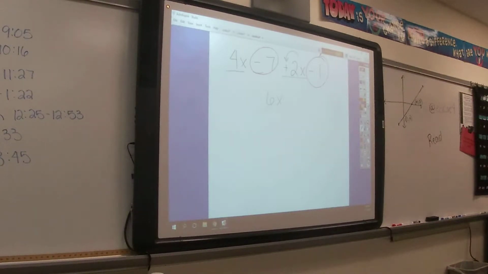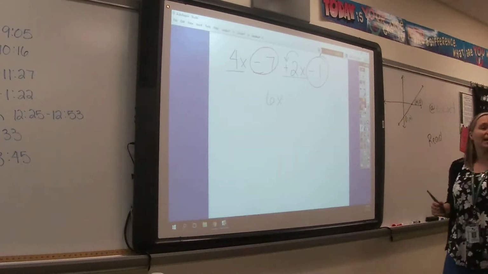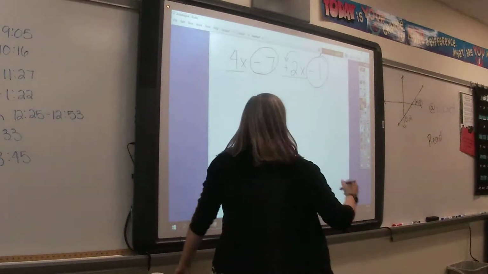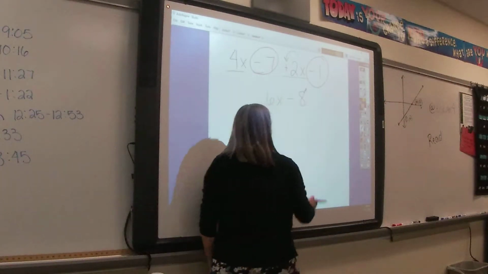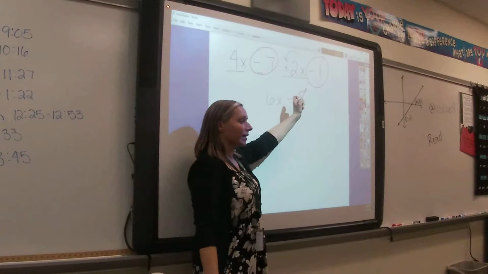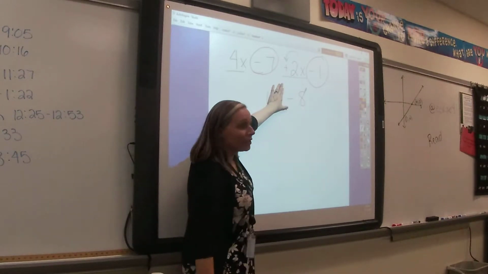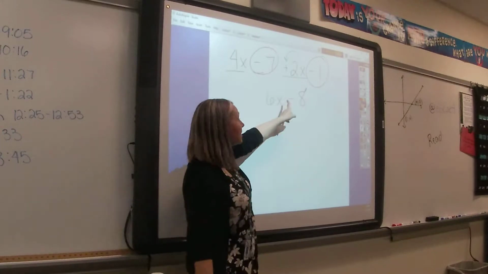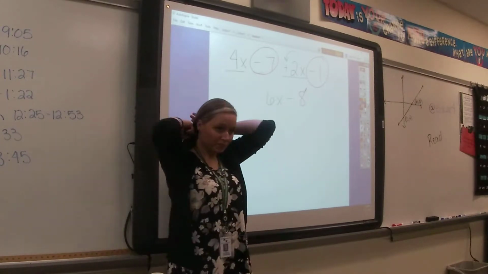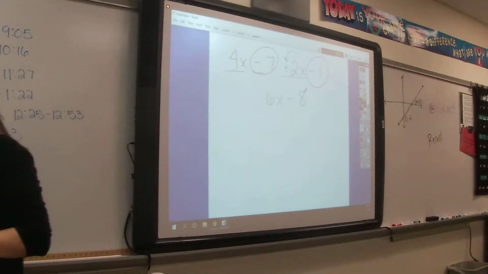And what is -7 minus 1? -8. So if I write down -8, is this a subtraction or is this a negative? Both. Because now, well, this is the number -8. This says 6x minus 8. Are we okay on that?